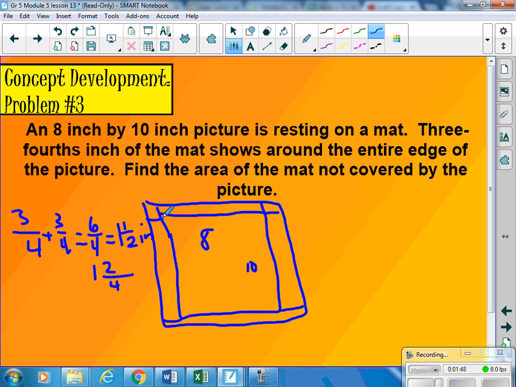So because this is 8 and this is 3/4 plus this is 3/4, really the top of my new dimension, if I'm looking at the whole mat, is 8 plus 1 and 1/2. So now it's 9 and 1/2. Then going this way, doing the width, I have 10 plus 3/4 here and plus 3/4 here. So 10 plus 1 and 1/2 gives me 11 and 1/2. So those are my new measurements.